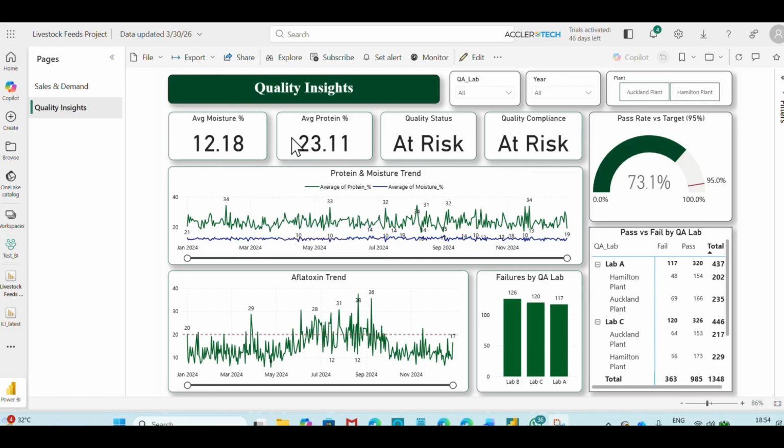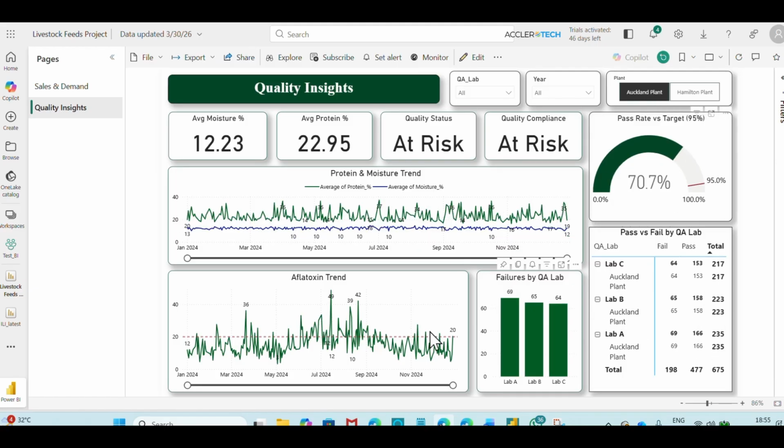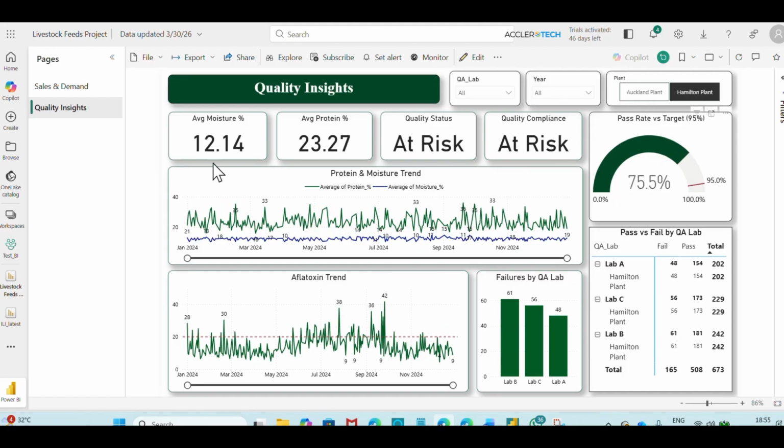The key KPIs, as we can see here, are the average moisture percentage, protein percentage, quality status, and quality compliance pass rate versus target. The target is 95% in this case. The different prompts here are the QA lab, where the test is being conducted: lab A, lab B, lab C, and the year. We can check the result for the different years, and the plant where the test is being conducted, the Auckland plant. So we can see the data changes accordingly. Hamilton plant.